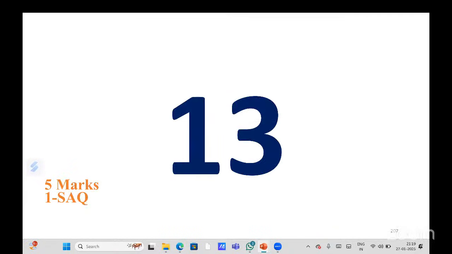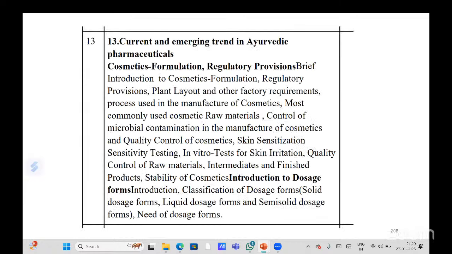So this is a new topic: the current and emerging trends in Ayurvedic pharmaceuticals. Here they give cosmetics, formulation, and regulatory provisions in relation with cosmetics. Okay. So here all the concepts are desirable to know and nice to know, meaning they may ask one 5-mark question from this concept. So I will glance through the trends in Ayurvedic pharmaceuticals.